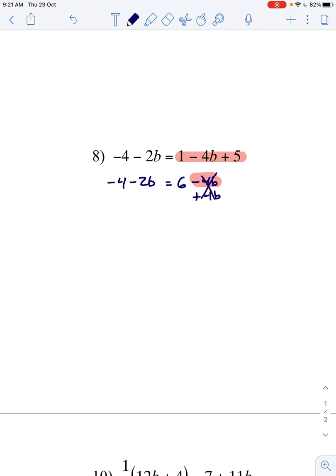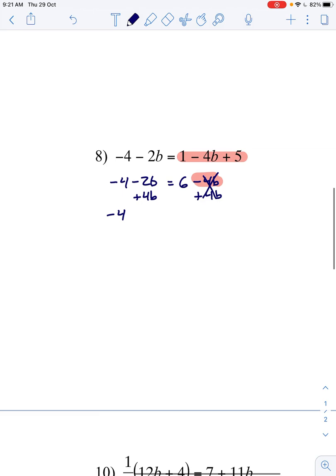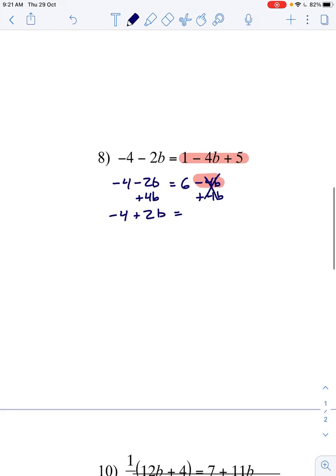Those are just going to cancel each other out. But remember, we compare our equations to a seesaw. Okay? If I add 4b to the right side, I've got to add 4b to the left side. And so that's going to give me, on the left side, I still have this negative 4. And what's negative 2 plus 4? It's going to be a positive 2b. And I'm left with 6 on the right side.